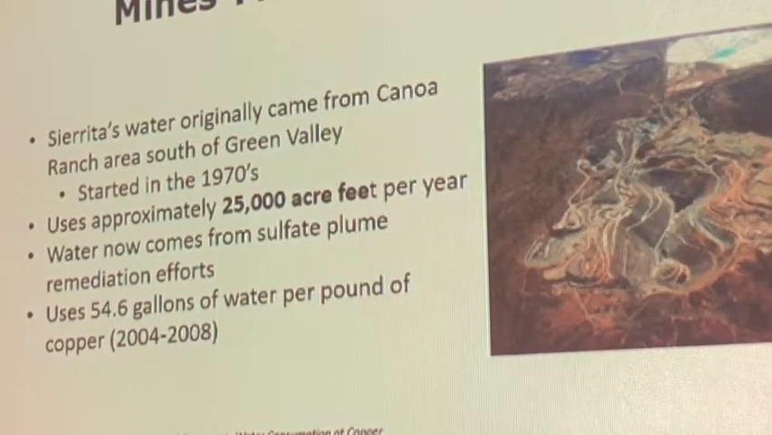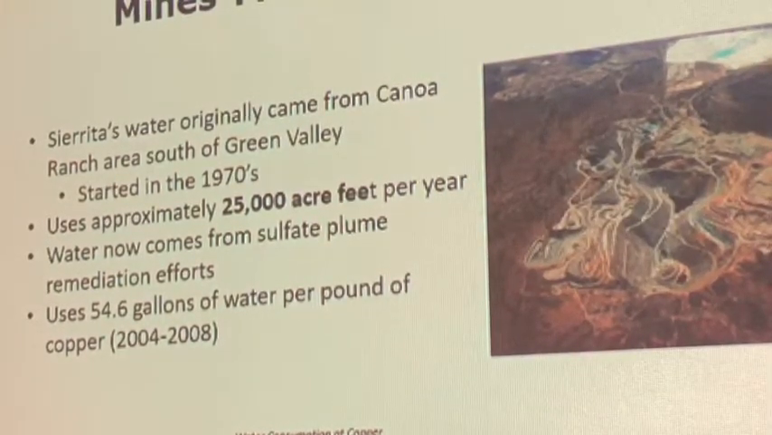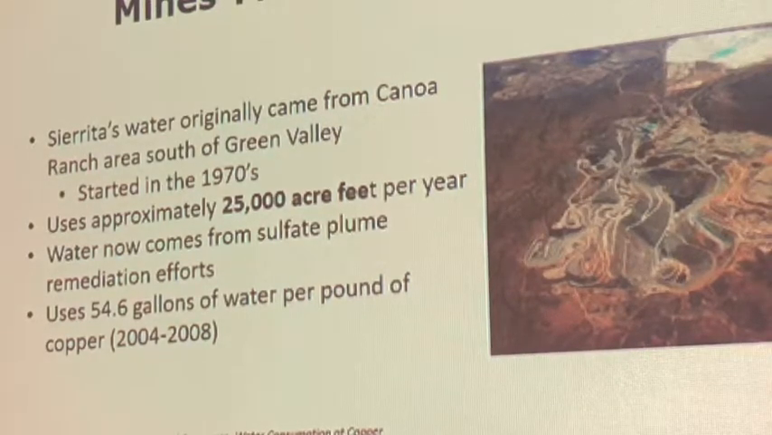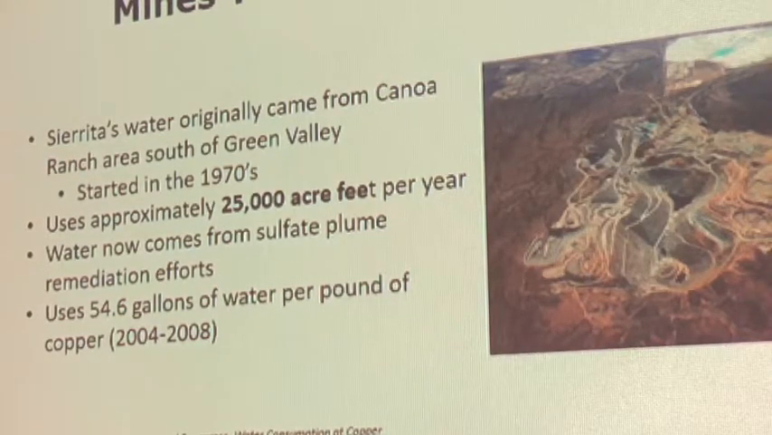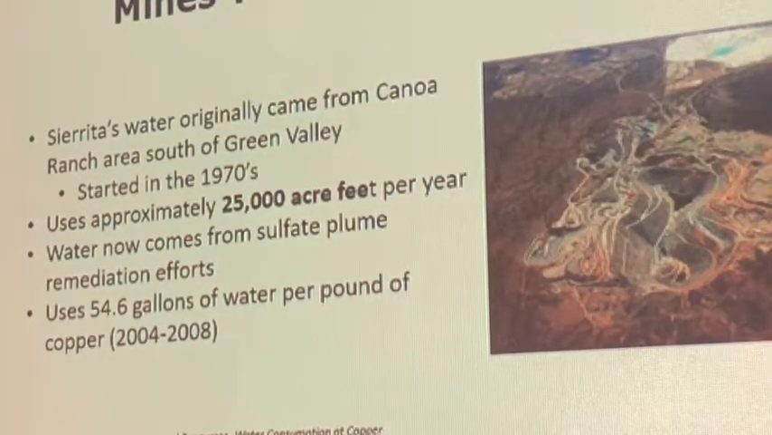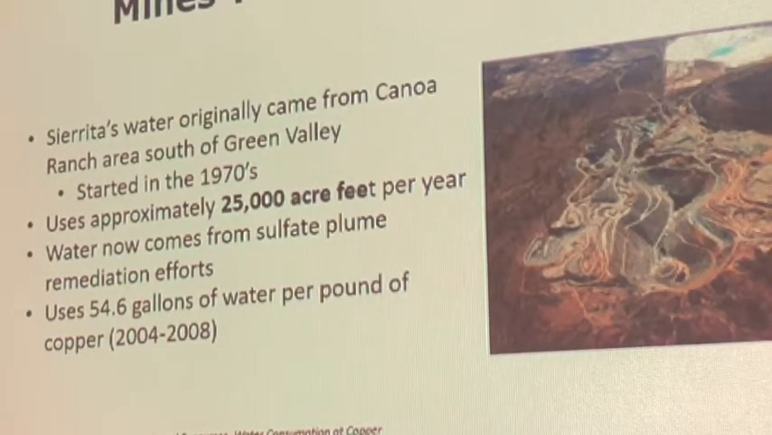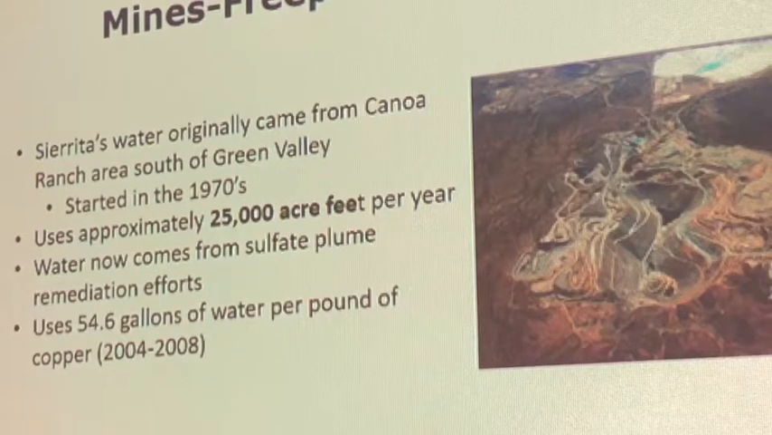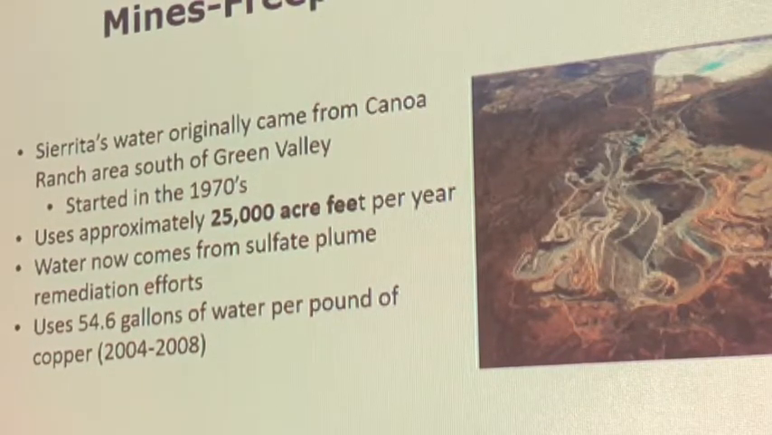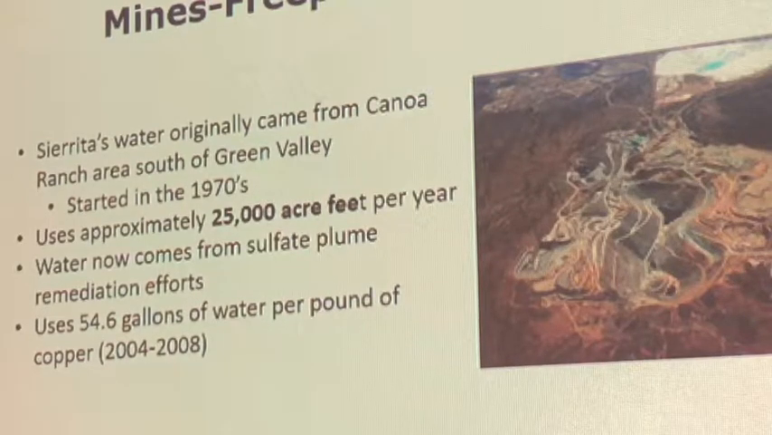Freeport, another large mine in the area, also uses a great deal of water. But the water it uses these days is the water it's using to remediate the sulfate plume. So it's not using drinking water now. It's using water that they are voluntarily pumping out of the ground, treating and putting back, and using instead of other groundwater.